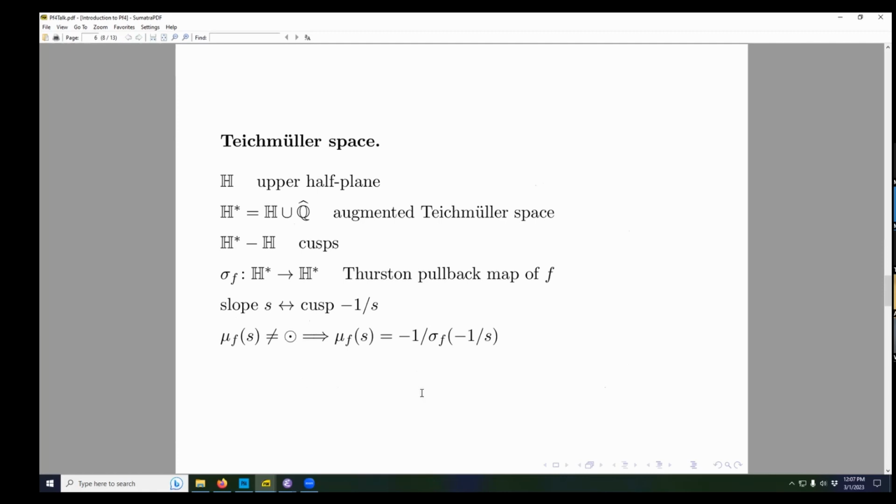A few words about Teichmuller space. We take Teichmuller space for the square pillowcase to be the upper half plane H. We augment it with the extended rational numbers. So H star is augmented Teichmuller space. In this context, we think of the extended rational numbers as cusps, whereas before we viewed them as slopes.